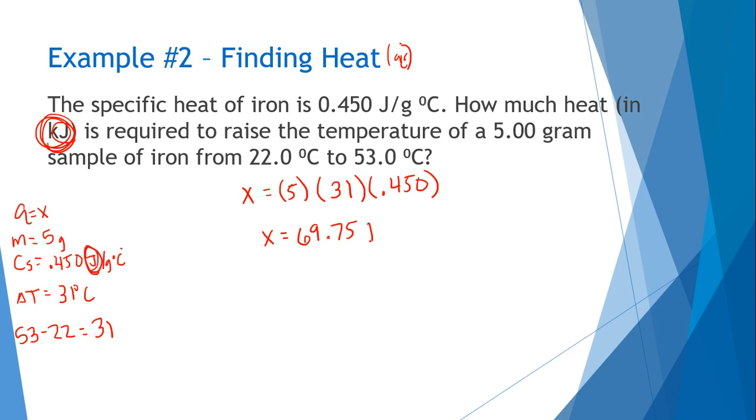One thing to note though is that here my specific heat is in joules. So when I solve this, this is actually in joules. However, if you read the problem, it wants it in kilojoules. And we've already learned how to convert between joules and kilojoules. In order to do that, there are 1,000 joules in 1 kilojoule. So when you divide it by 1,000, your answer is 0.0698. 3 sig figs, that makes sense, 3 sig figs in the problem, and my answer is in kilojoules.